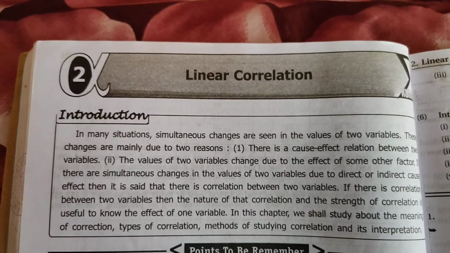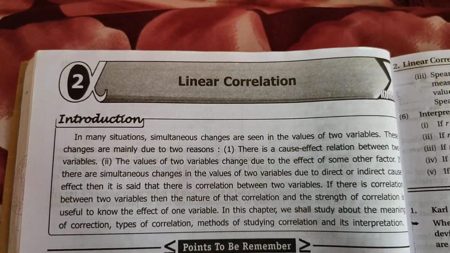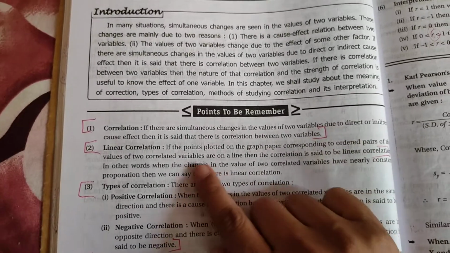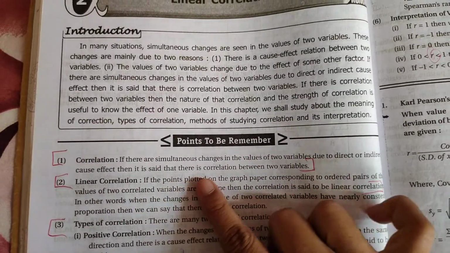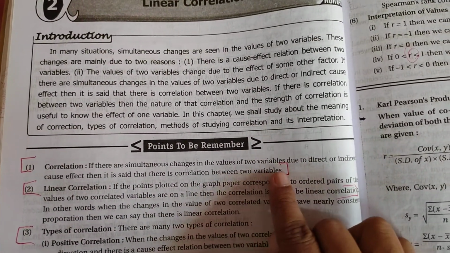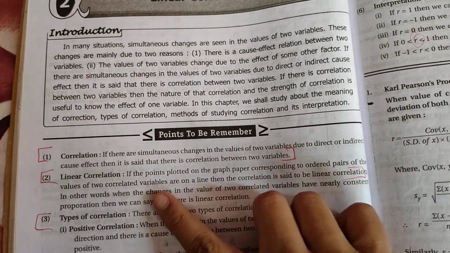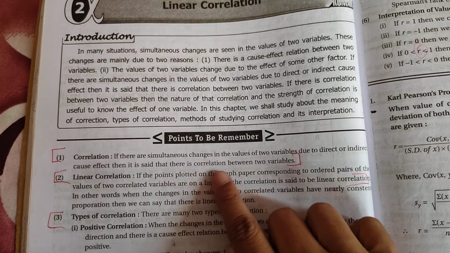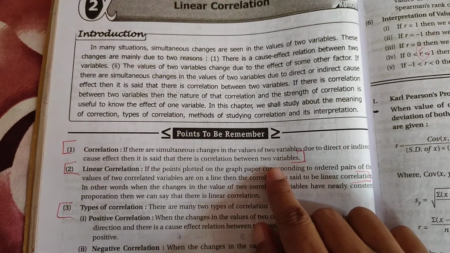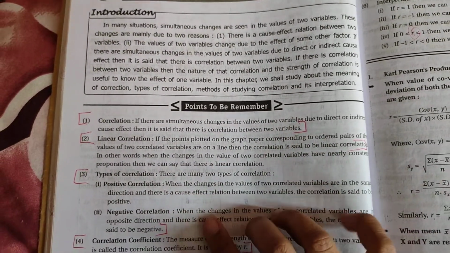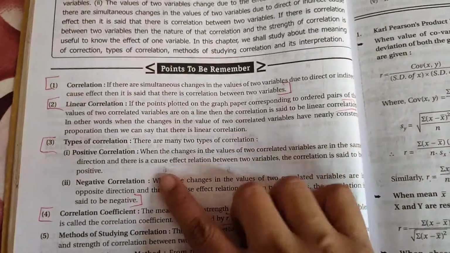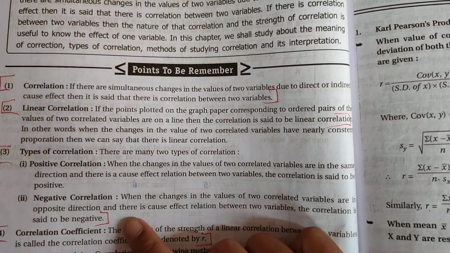Hello friends, let us start with lesson number 2, that is linear correlation. Now what is correlation? If there are simultaneous changes in the values of two variables due to direct or indirect cause effect, then it is said that there is correlation between two variables. Correlation is of two types: it can be positive correlation, it can be negative correlation.